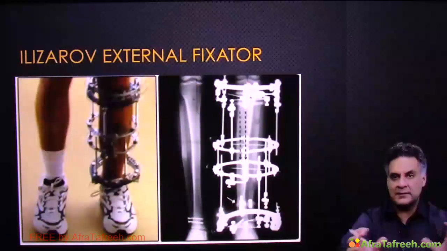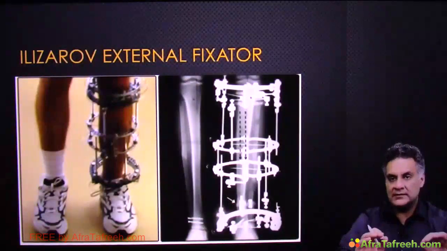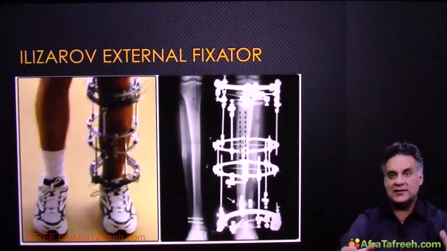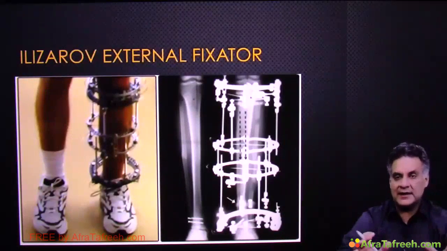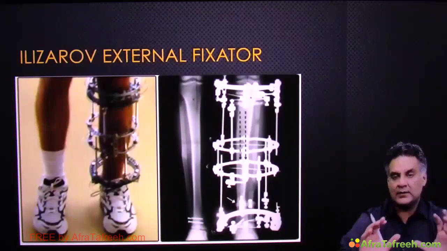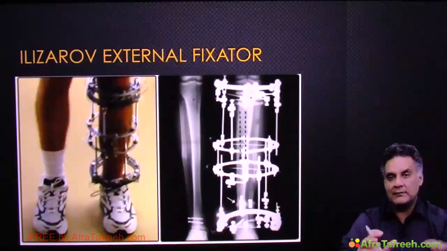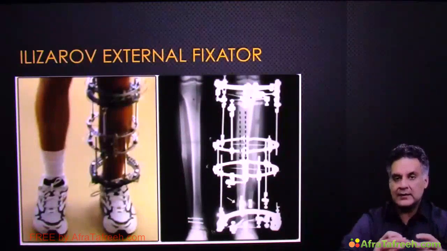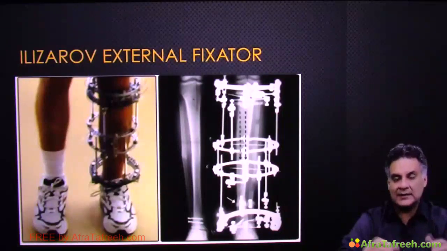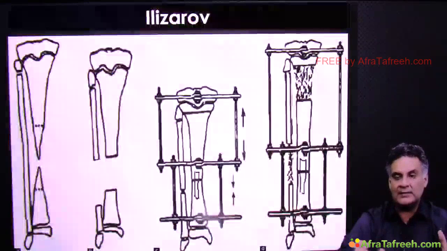Its working principle is distraction histiogenesis. How will you do that? You will make a cut at different bony ends, wait for the callus to form, because this bone cut is like a fracture, and then gradually distract it and the bone will be formed. This is the principle of Ilizarov.